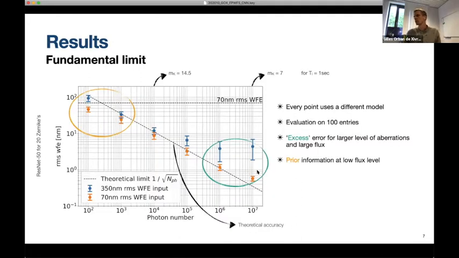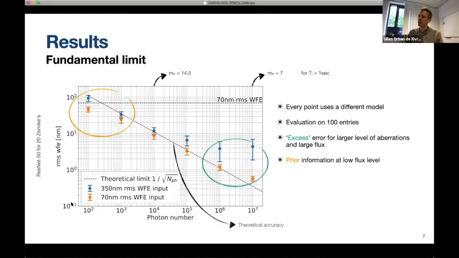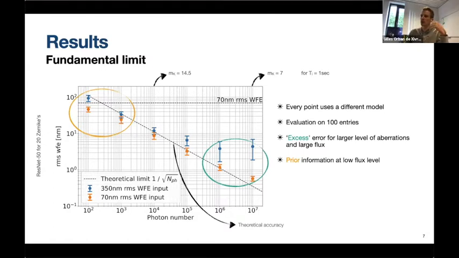Okay, so results. I'm going to explain this in some detail. This plot shows you the wavefront error as a function of the number of photons you have in the image. Each point here uses a different model, which means it's a different training and uses different data sets for evaluation.